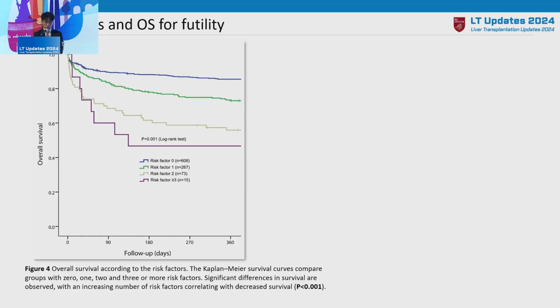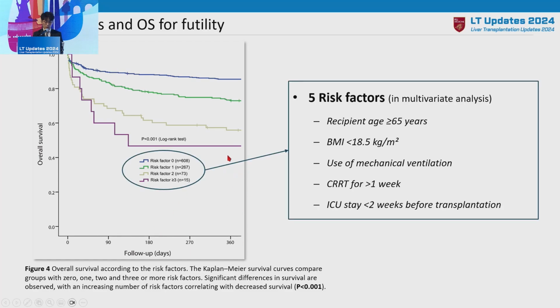Based on the number of risk factors, the analysis observed significant differences in futility rate and overall survival. We can see that overall survival worsens as the number of risk factors increases. The futility rate for those with 3 or more risk factors was 53.3%, a relatively very high futility rate.